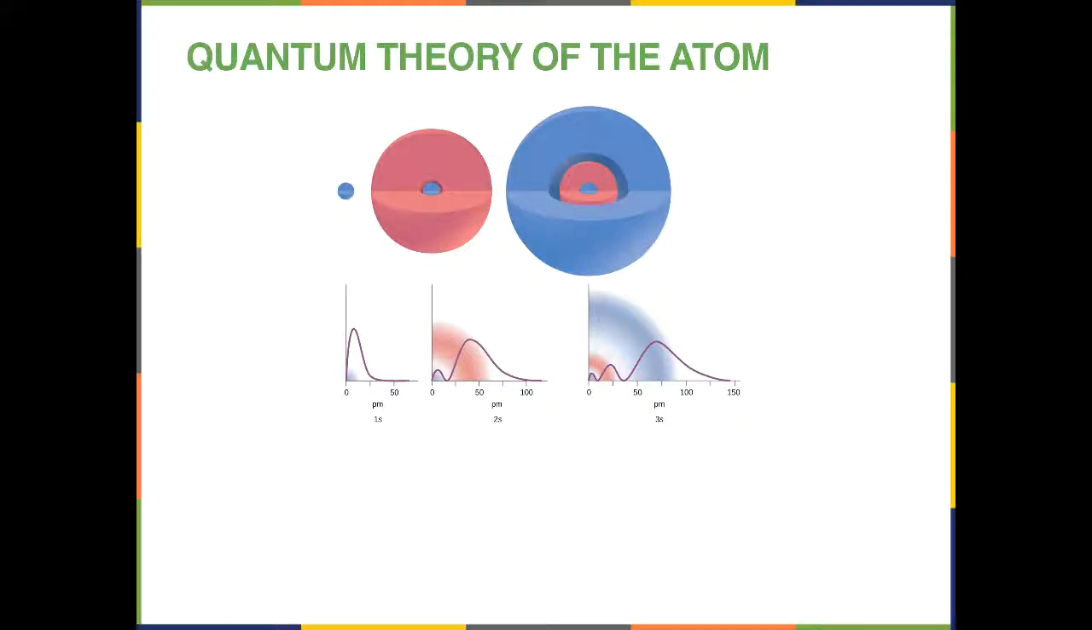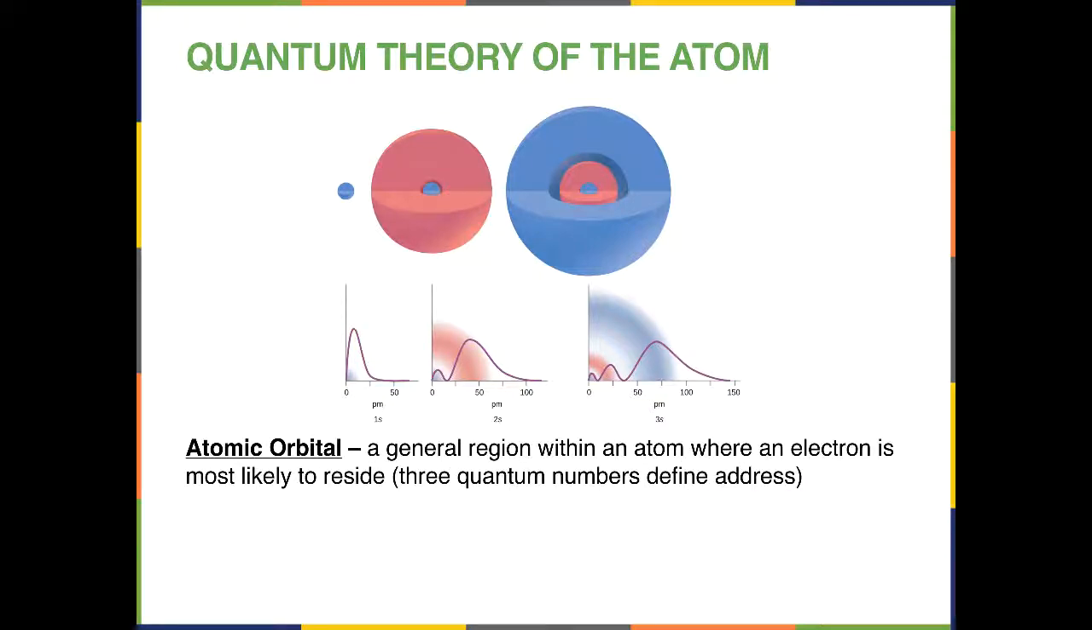Now we've already talked about the first quantum number, also known as the principal quantum number, which represents the energy level of the electron involved. Now we're going to move to the second quantum number. And the second quantum number is the atomic orbital number. It's the general region in which the electron is most likely to reside.